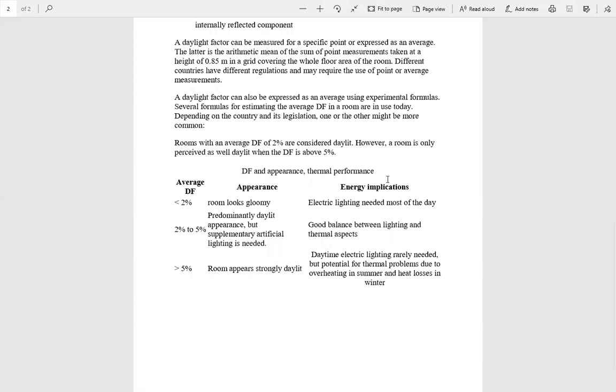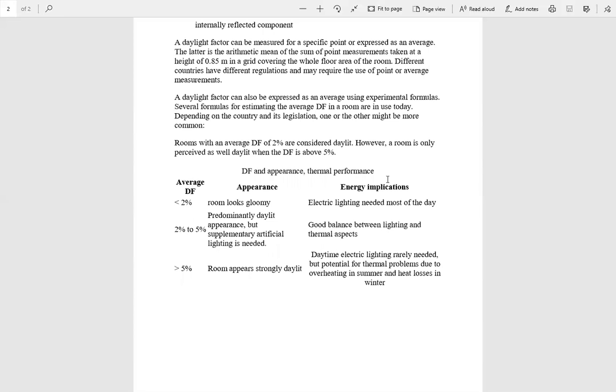A daylight factor can be measured for a specific point or expressed as an average. The latter is the arithmetic mean of the sum of point measurements taken at a height of 0.85 meter in a grid covering the whole floor area of the room. Different countries have different regulations and may require the use of point or average measurements.